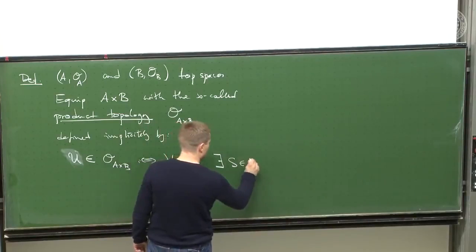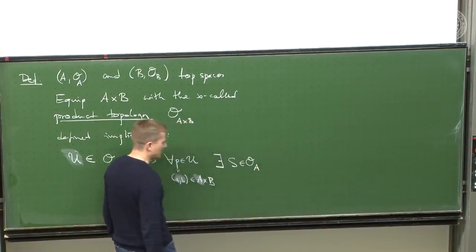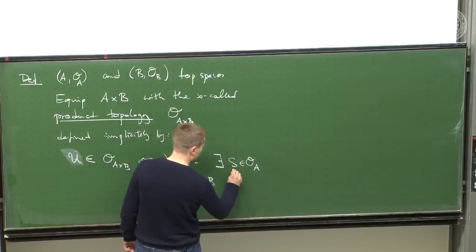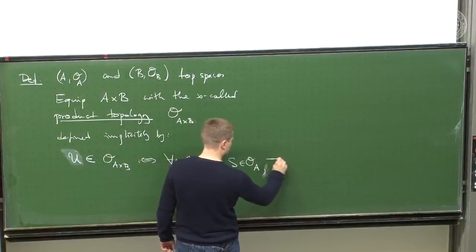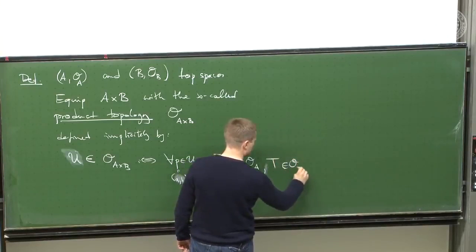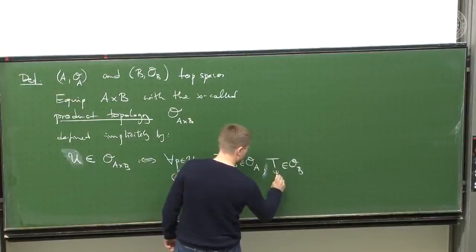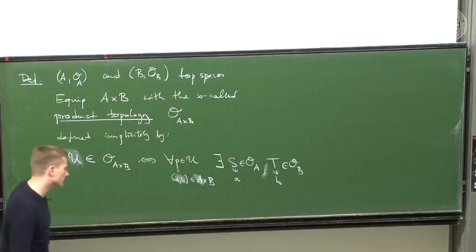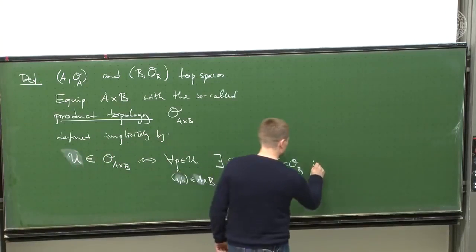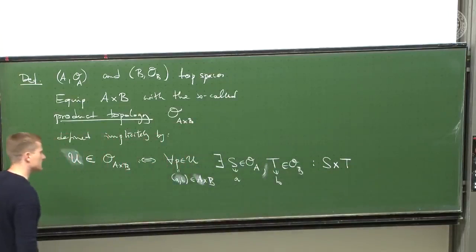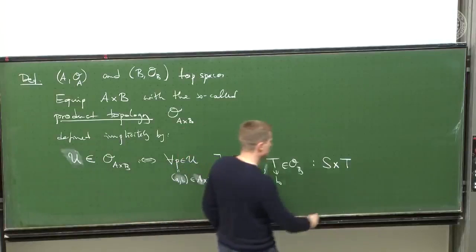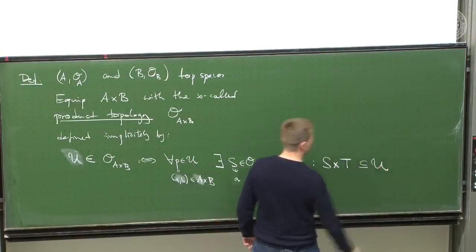If for every P in this subset U of a Cartesian product, there exists an S which lies in the open sets of A, an open set of A that contains a, and there exists a T in the open sets of B that contains b, such that the Cartesian product of these subsets lies entirely within U.